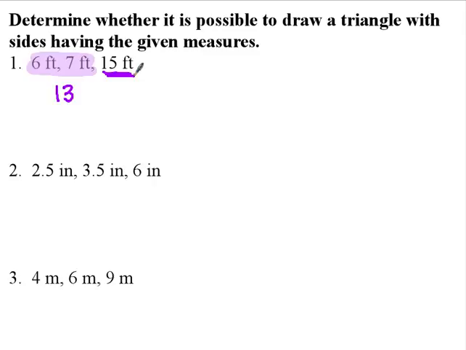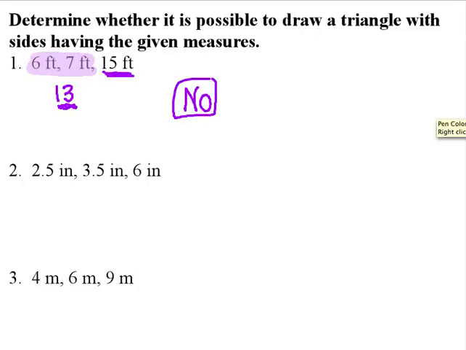Will I be able to construct a triangle here? No. Why not? Because it's smaller, right. The only way I'll be able to have a triangle is if this number here, this 13, is bigger than the third side. Okay? So let's look at the next one.